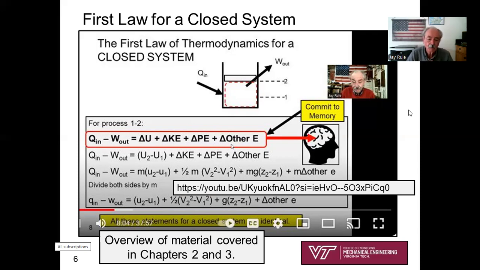I want to suggest that you look at another one of my videos if you're not familiar with the first law for a closed system. Here it is, I've shown it in red. Q in, heat transfer in, minus the work out, equals delta U, the change in internal energy, delta capital U. That's going to be the mass, 1 pound mass in the problem, times delta little u.